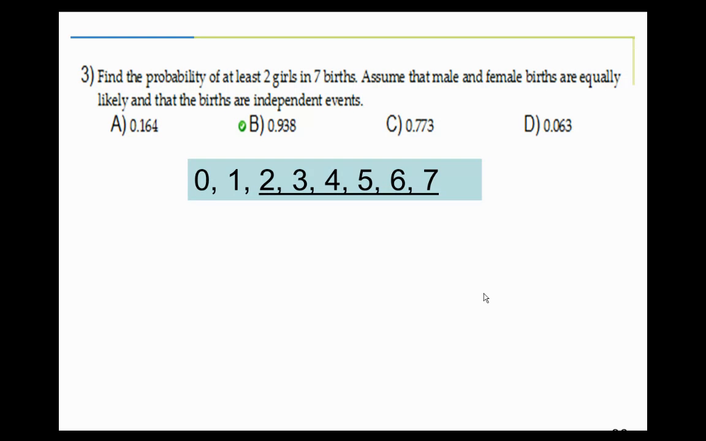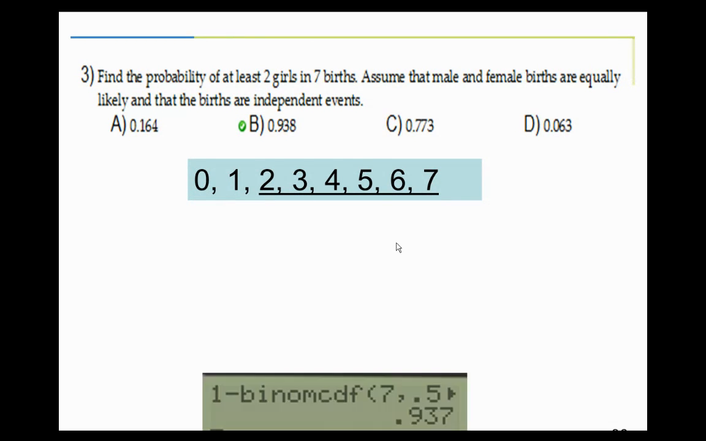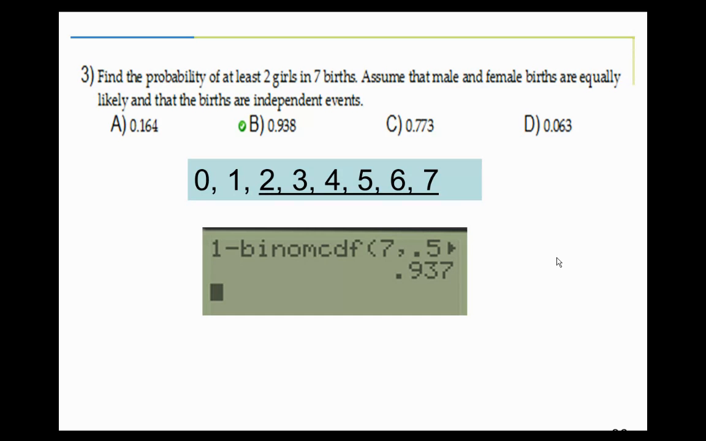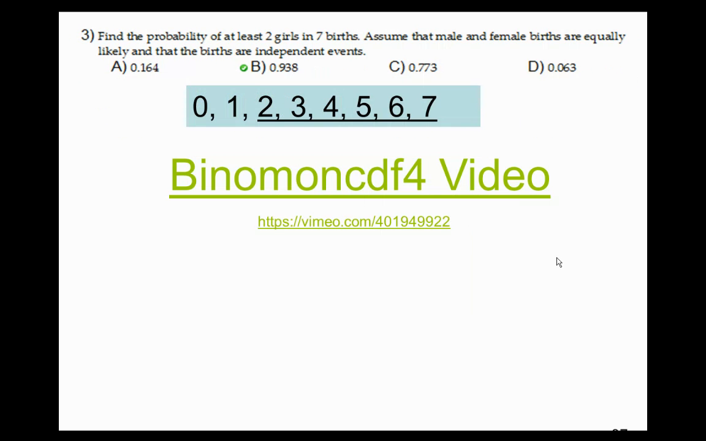Probability of at least 2 girls in 7 births. At least 2 means 2 or more. And once again, I'm not going to find the answer to all of these 6 and then add them all up. I'm going to find the answer to 0 or 1 girl being born in 7 births, subtract that from 1, and then I'll have what I'm looking for. That's the fastest way around it. All right, there's a screenshot of the calculator, but the video is a lot better. Not a lot better, but it'll just take you through the steps and I walk you through.